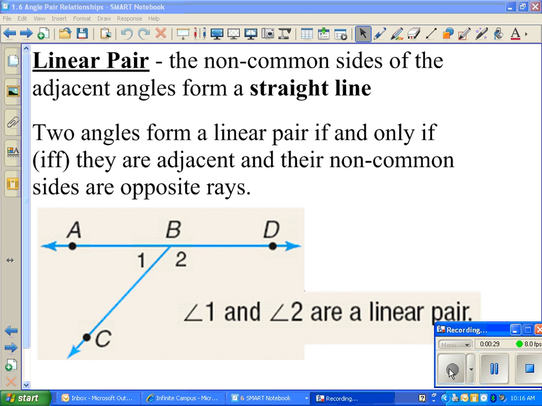So you've got the angle ABC and the angle DBC. They're adjacent. They share a common vertex and a common side. However, segment AB and segment BD also make a straight line. They're collinear. That means those two angles added together make 180 degrees. Linear pairs, those two angles add up to be 180 degrees. Okay?